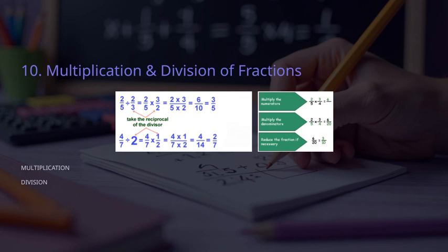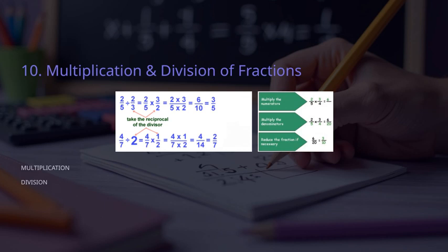When we talk about multiplication of fractions, the main idea is pretty straightforward. You multiply the numerators together to get the new numerator, and the denominators together to get the new denominator. It's like multiplying fractions step by step. For division, it's a bit different. Instead of dividing, we actually multiply by the reciprocal of the second fraction. So, if you're dividing one fraction by another, you flip the second fraction upside down and then multiply. This approach makes the process much simpler and keeps everything consistent.